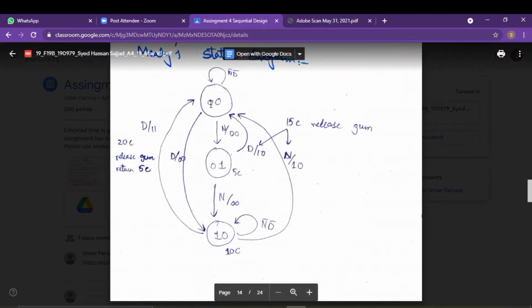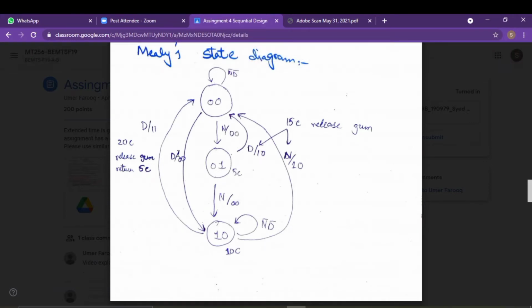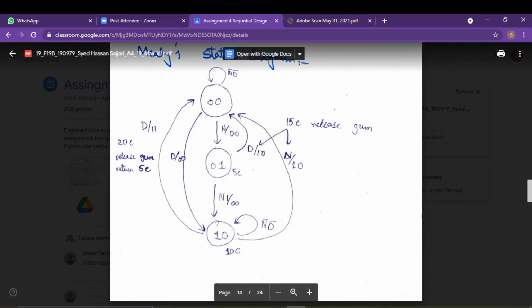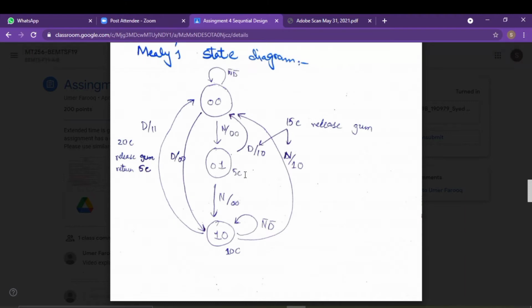And here you can see that directly inserting a dime will go towards the third state without giving any type of output. This third state consists of 10 cents and the second state consists of 5 cents. And if I have inserted a nickel and then insert the dime into the machine, the 15 cents are completed, so it will go back towards the first state with the release of one gum and no change.